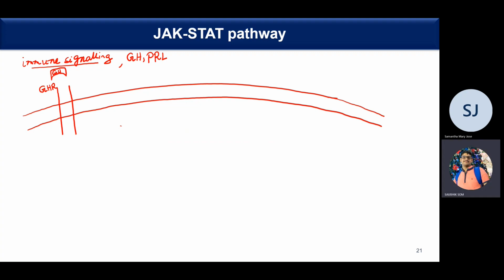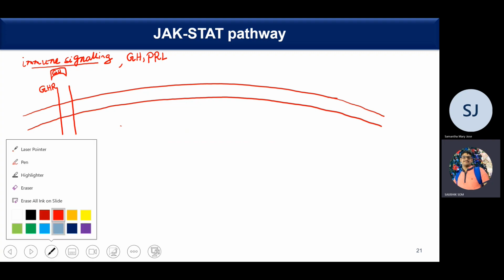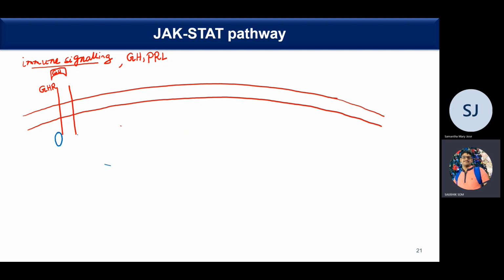So when GH comes, there are two GHRs, and GHRs are bound with a protein known as JAK. JAK protein. The full form of JAK protein is Janus kinase, which name came from the Greek god Janus, who seems to be the god of gates and doorways. Okay.